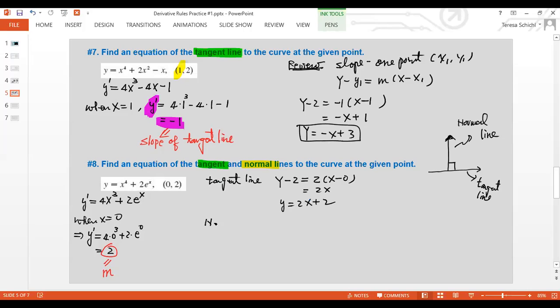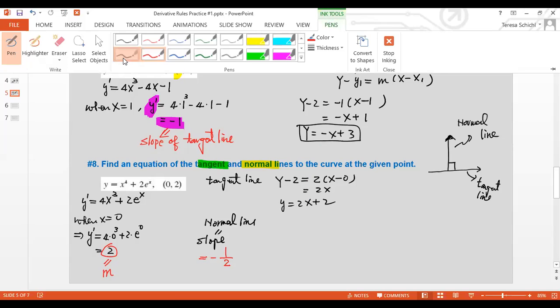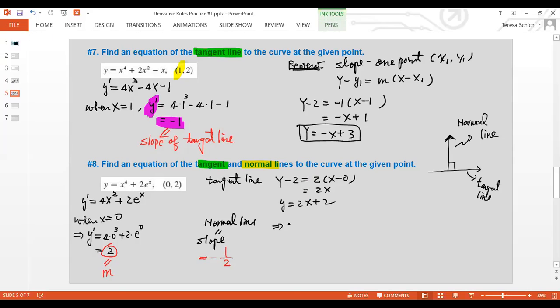Okay, now I'm going to do the normal line. So what is the slope of the normal line? Because we know from algebra, if two lines are perpendicular to each other, then the slope of one line will be the reciprocal of the other line with a negative sign. So the slope of the normal line will be the reciprocal, 1/2, and then it's a negative, right?